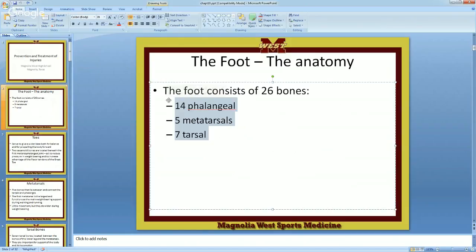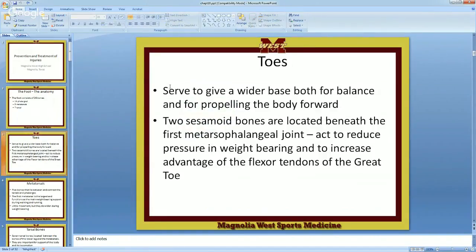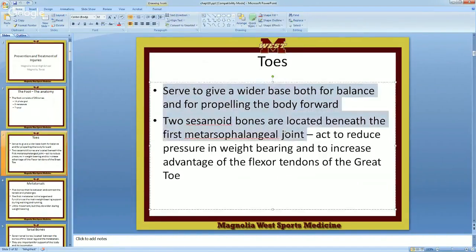Also, the foot consists of 24 bones. Is that true or is that false? So know how many total bones there are. All right. Let's go to slide number 3. You need to know what the toes do, and you need to know about the two sesamoid bones. Okay? So, definitely know the first bullet there.